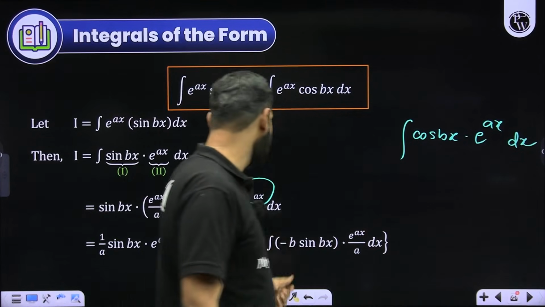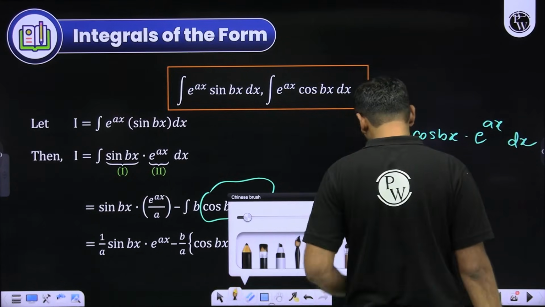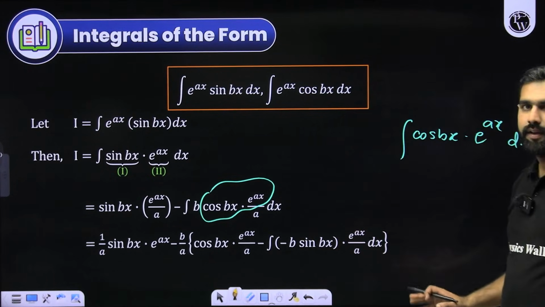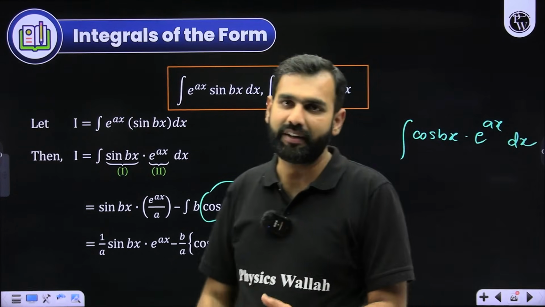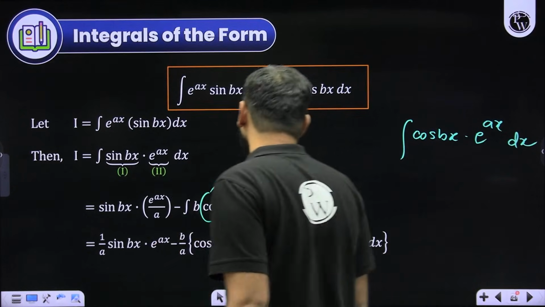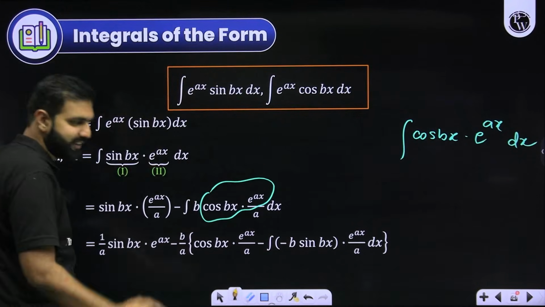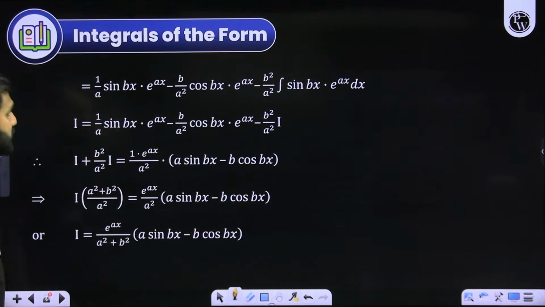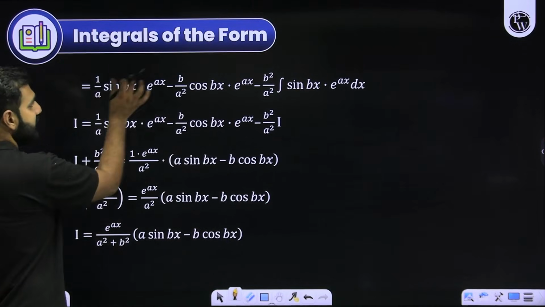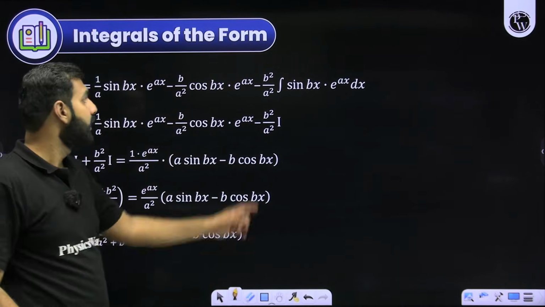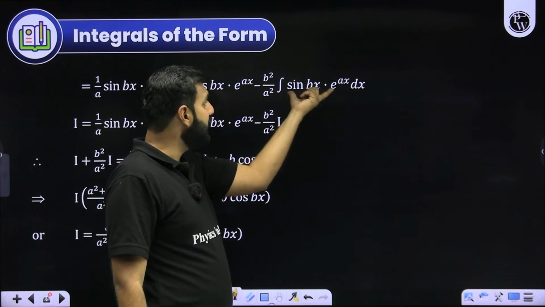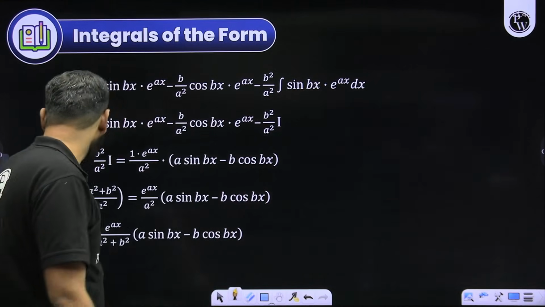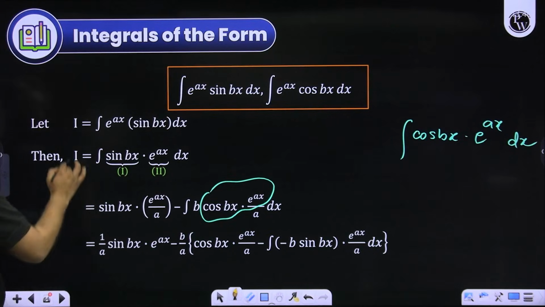Now by again applying this rule, I take the first function and second function, and I do that whole process again. Sir, this means you will keep doing it infinitely? No, just one more time. When you do it one more time, the whole process takes place. And what you end up achieving is what you have already achieved, minus b square by a square times the integral of sin bx into e to the power ax dx. This is exactly nothing but what we started with, which is I.